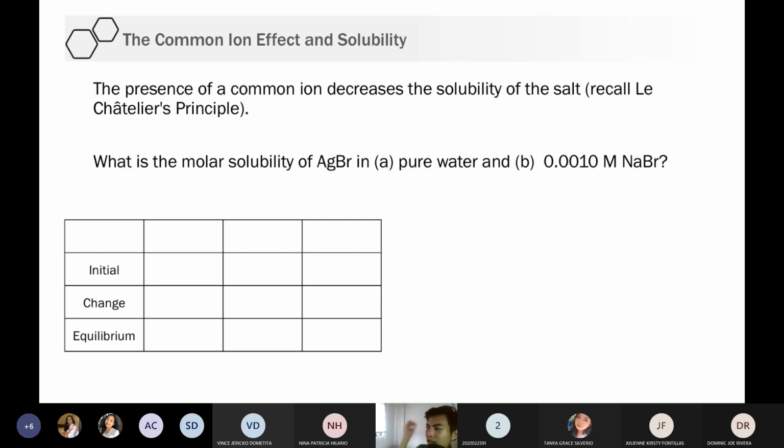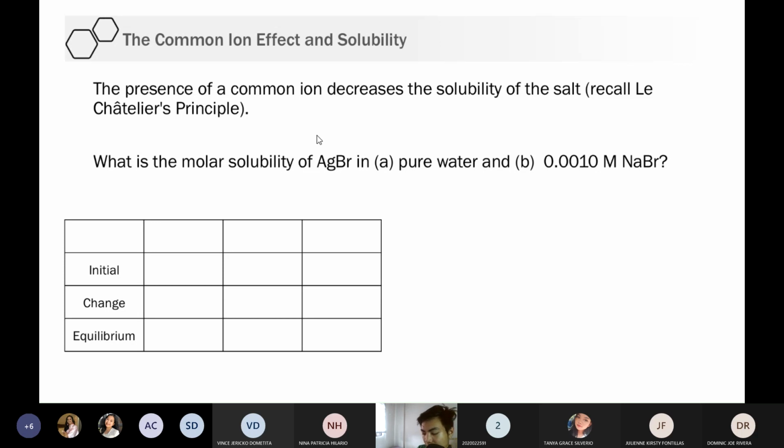Mas magiging soluble yan sa pure water. Bakit? Kasi for sodium bromide, meron tayong common ion effect dito. Ano yung common ion natin? Yung Br. May Br na kasi dito sa solution na to. So as a result, shift to the left yung solubility ng AgBr natin. So mas lalong bababa yung kanyang solubility. Pero i-apply natin yung concept sa calculation para makita natin na totoo ba talaga yung idea ng common ion effect.